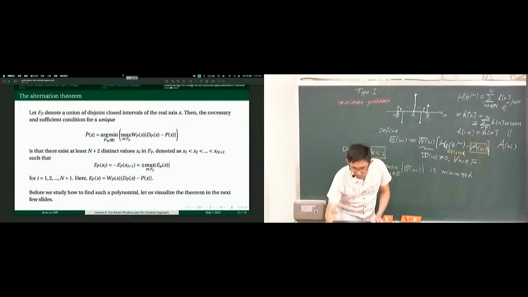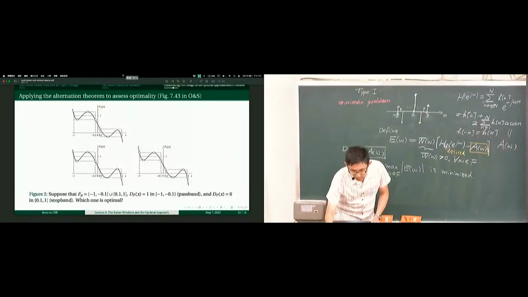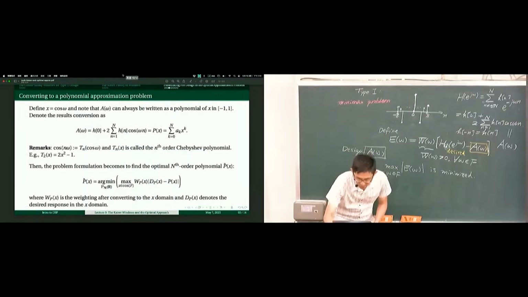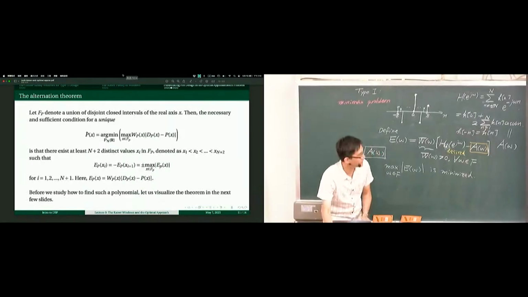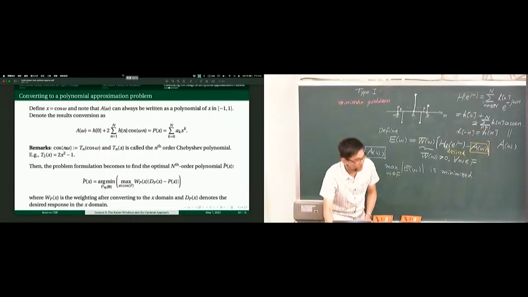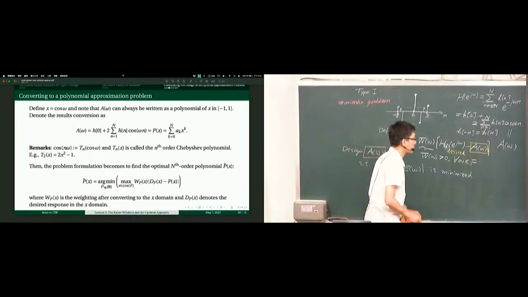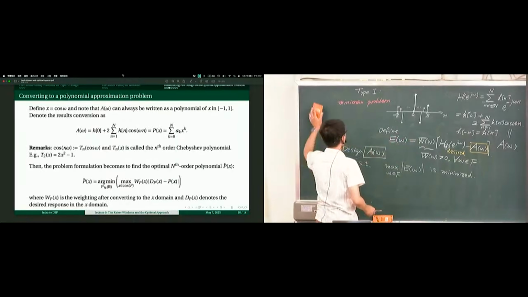I don't have an example yet. The next slide is still full of math. Let me draw an example, let me just simply draw an example right here.